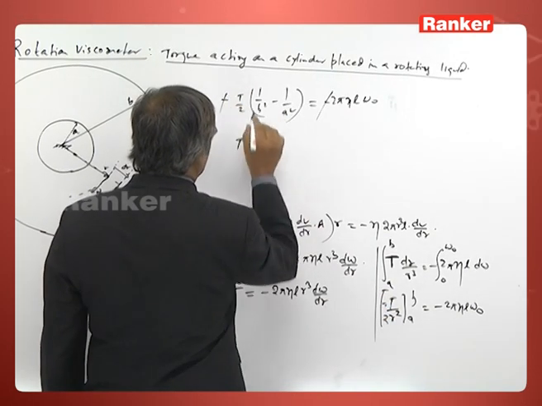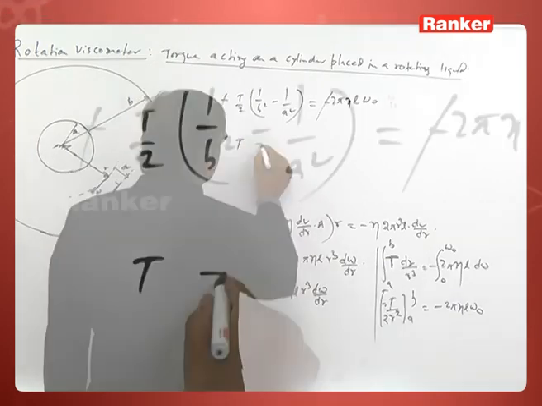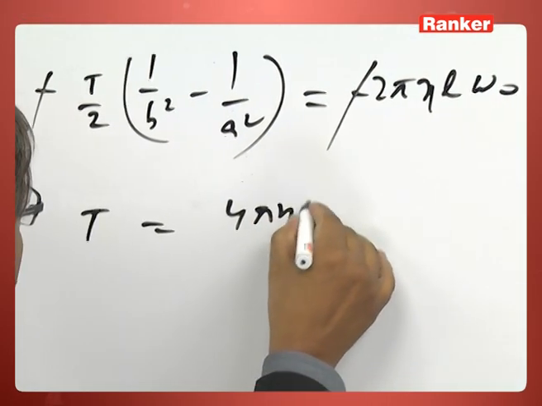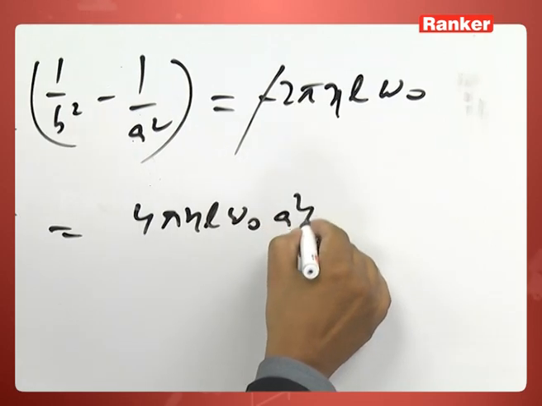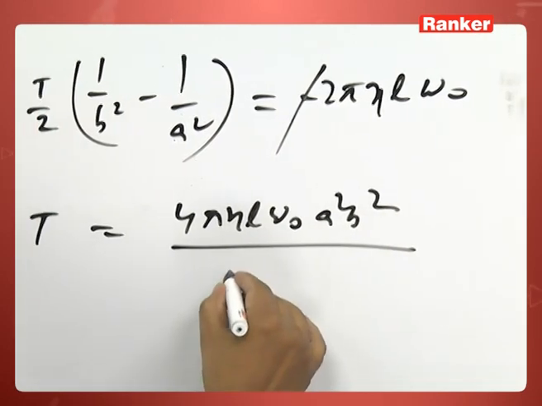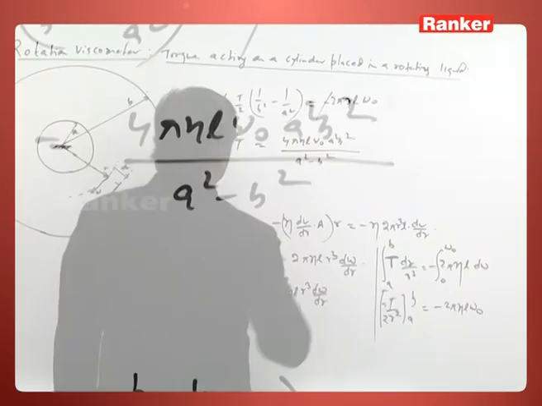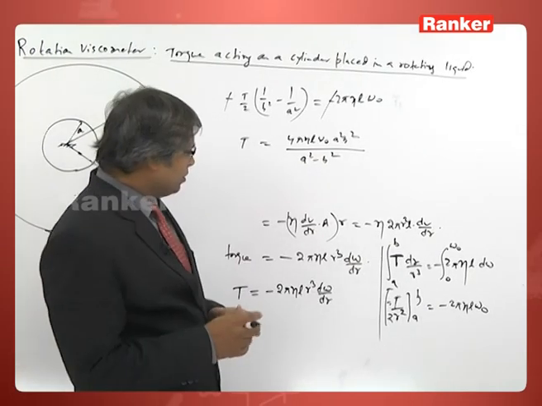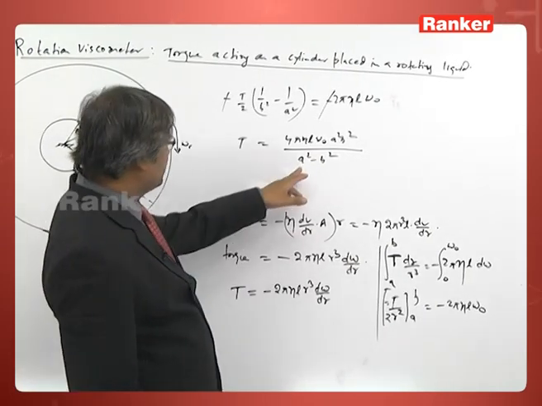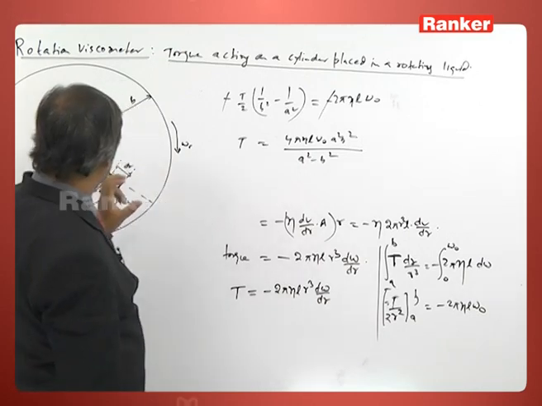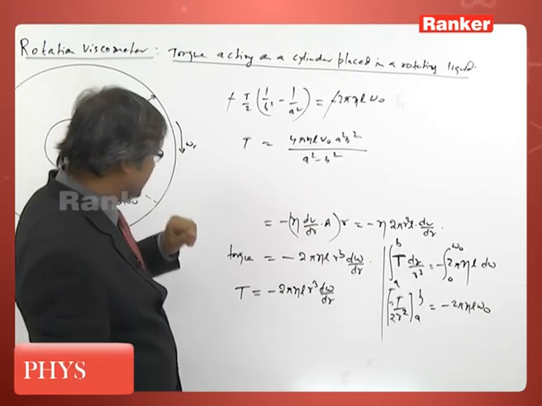So, T by 2 we will have torque equal to 4 pi eta L omega naught A square B square by A square minus B square. Now you see here I got this A square minus B square. So, this B is large, so I got some negative.